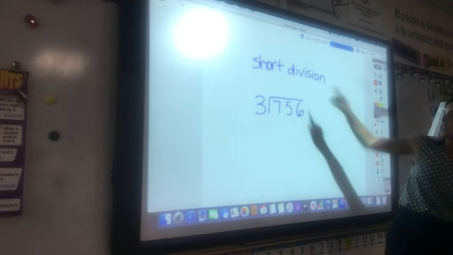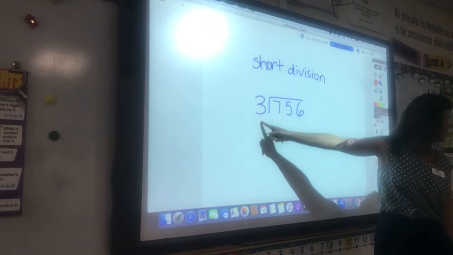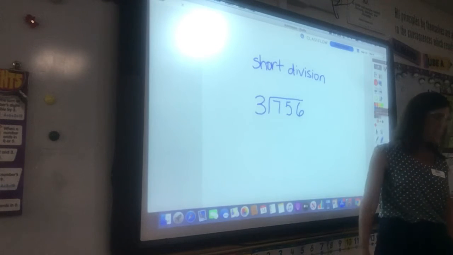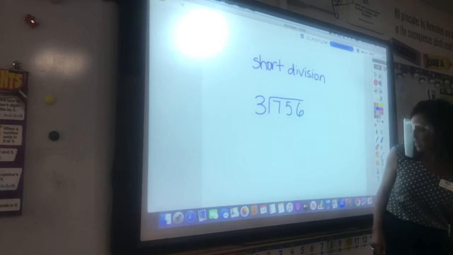Now again, short division, you're only going to want to do this if this is a single digit divisor. If this is a single digit divisor, then you can do it this way and it saves you a lot of time. So this is how you do it.